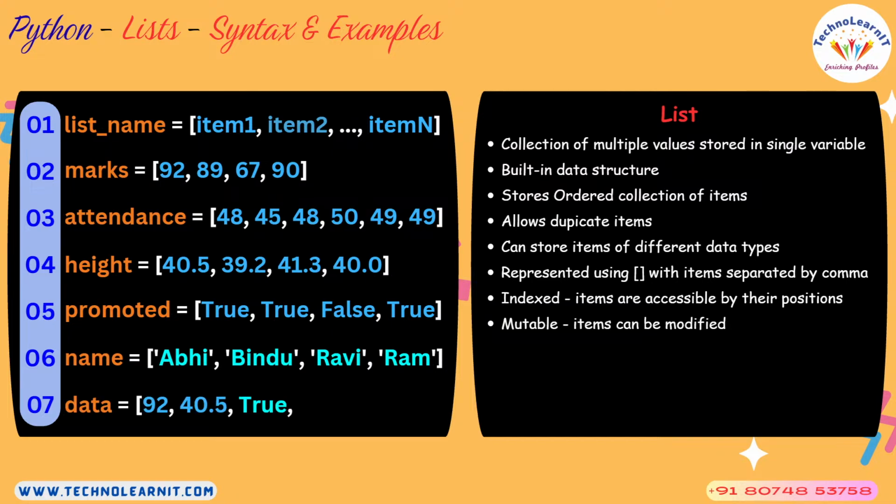And look at this carefully. This is also another list, and the name of this list is data. 92, which is of integer type, is the first element in this list. 40.5, which is a float, is the second element in this list. True, a boolean type, is another element in this list. Abhi, a string type, is another element within this list. So as you can see, a list can hold different types of data within itself.